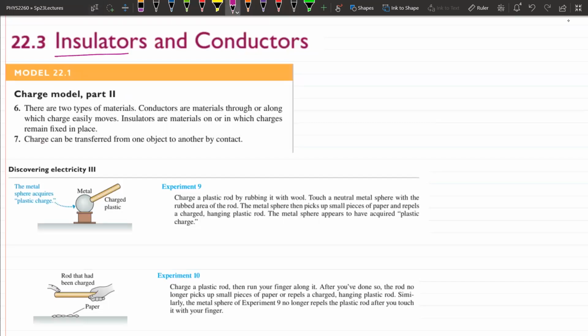The two types that we're going to talk about are what's considered an insulator and a conductor. In reality, everything is kind of a little bit of both, but we're going to classify them that way just so we know how we can deal with a piece of plastic versus a piece of metal. We're just going to take the extreme of these two types of things.